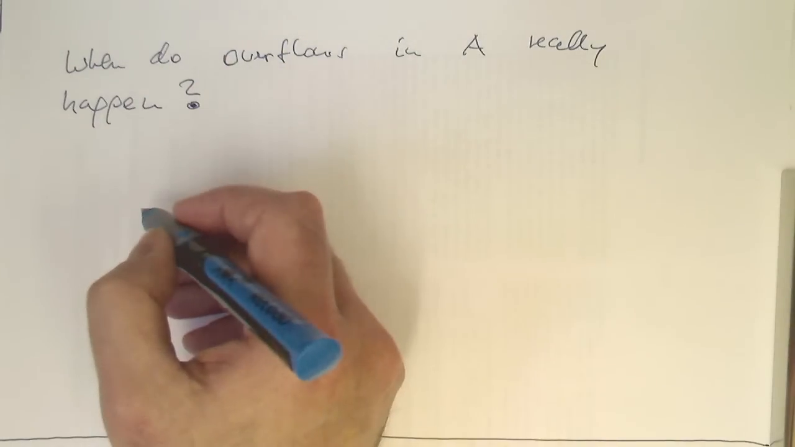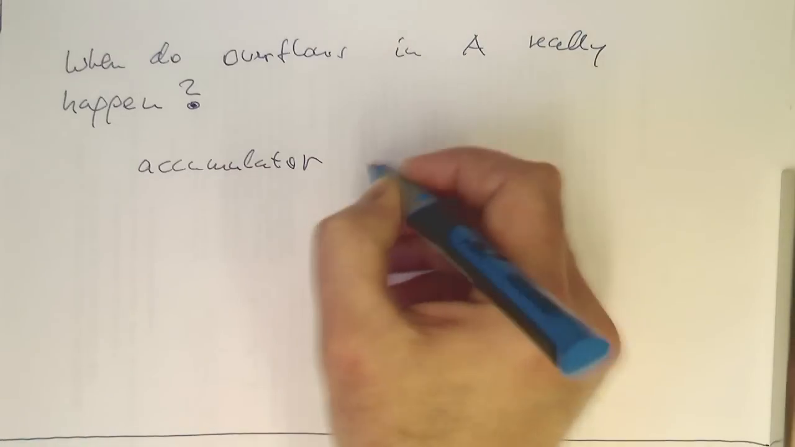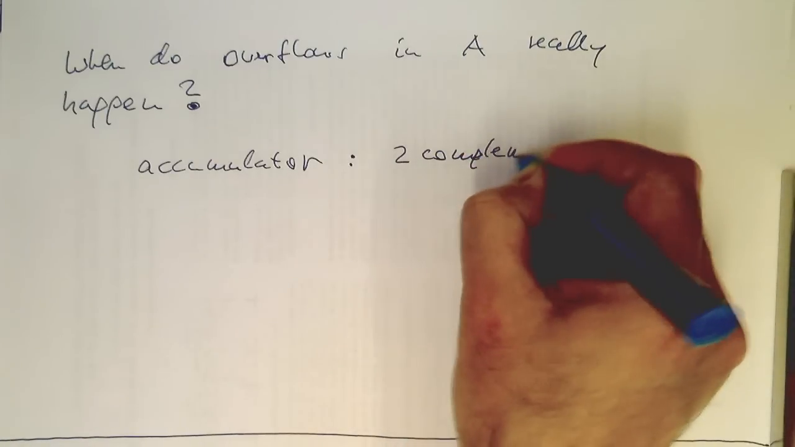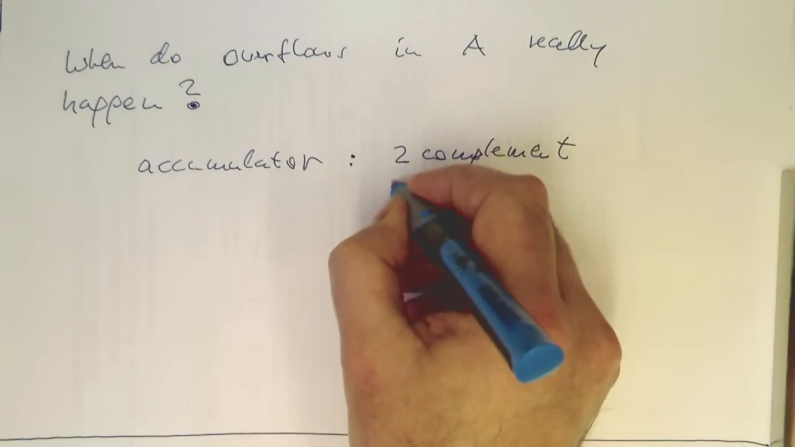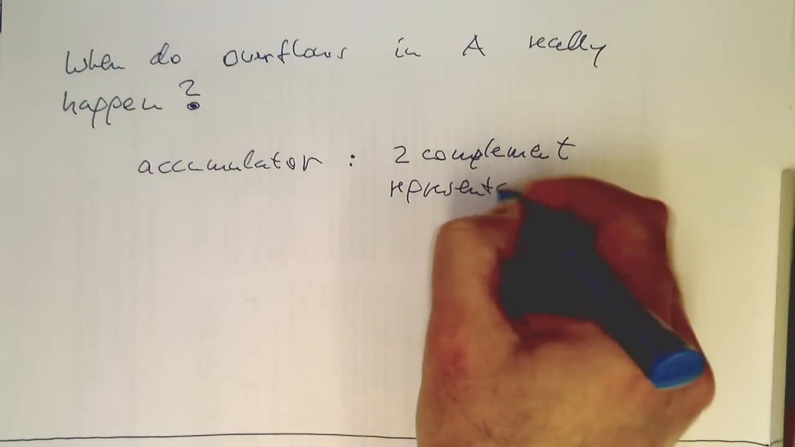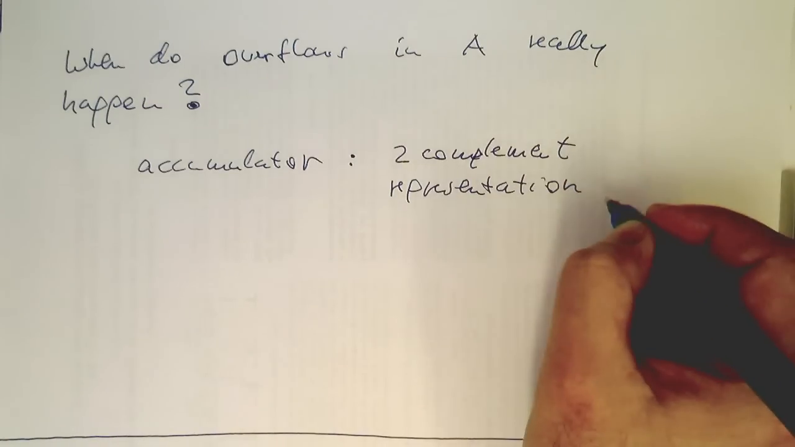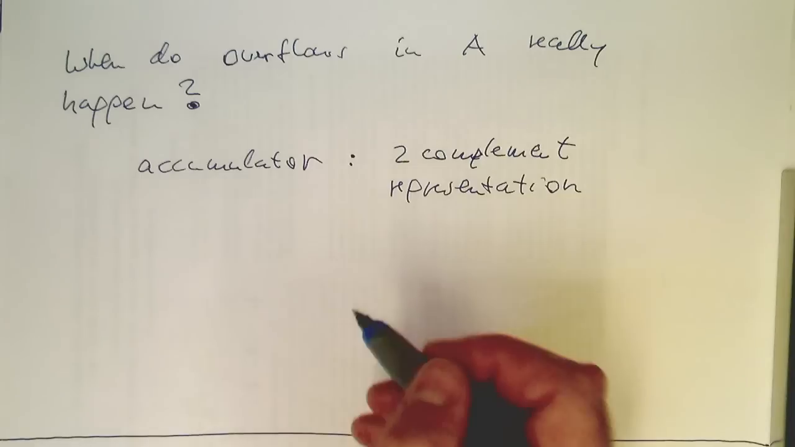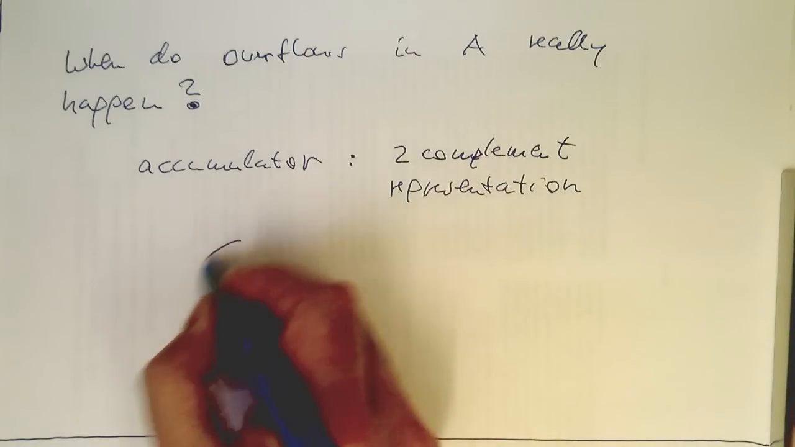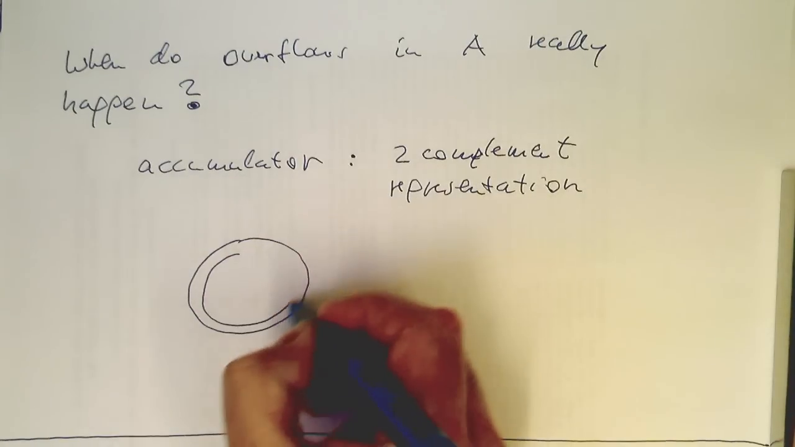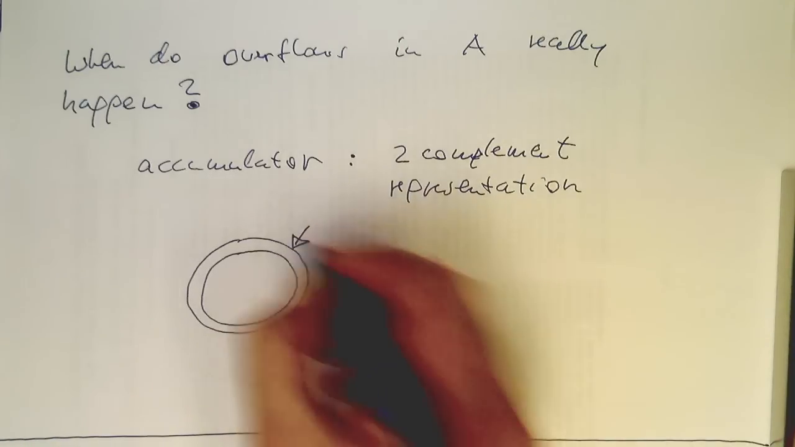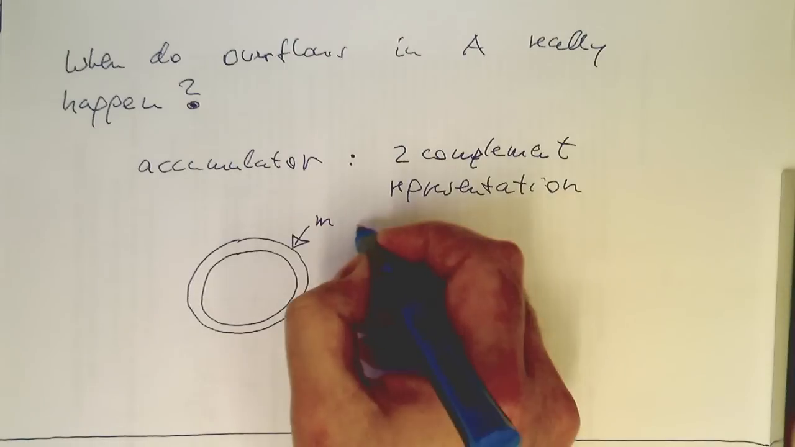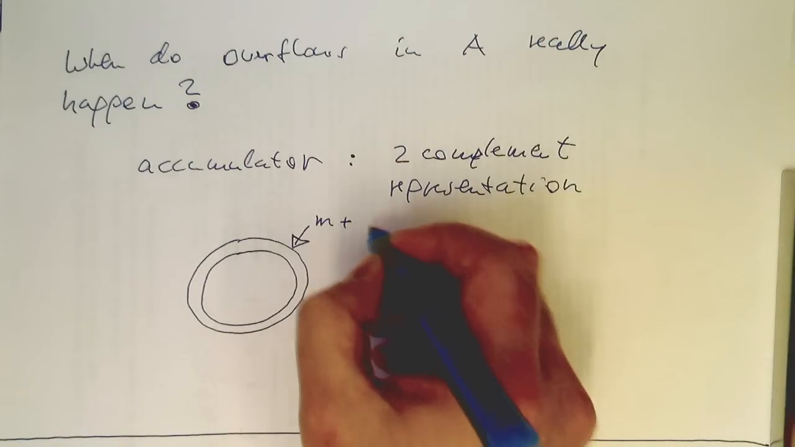What we have forgotten in this equation so far is that the accumulator is usually in two's complement representation. This means if we create an overflow, this overflow is undone if we just go back. So the two's complement representation, one could say, is represented like a ring. So if we have a number, let's say this is our number m, and then we are adding a number which is too big.